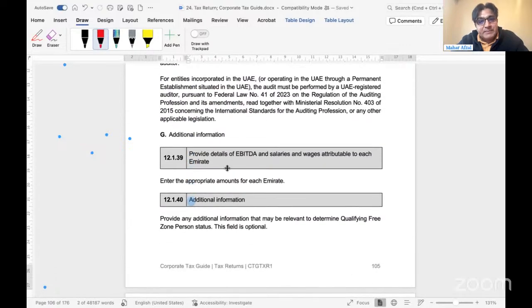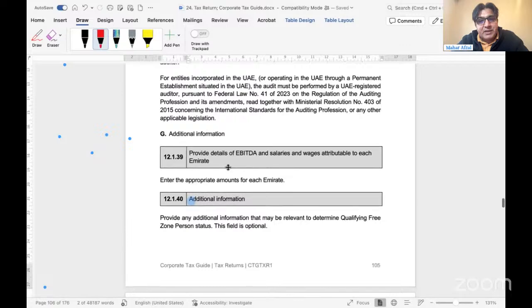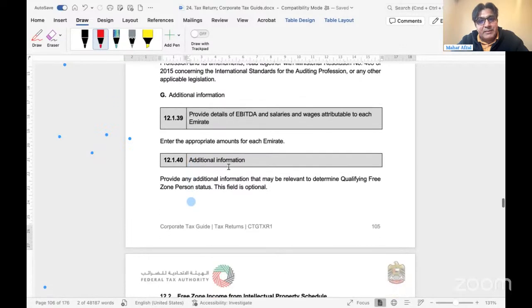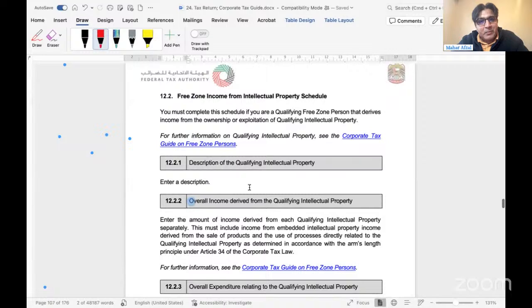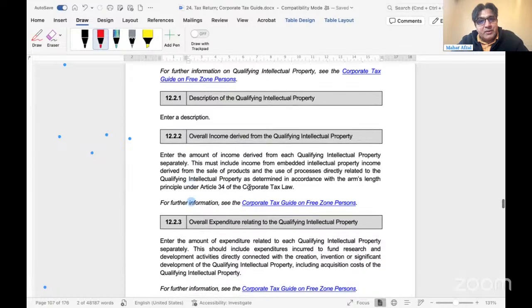Additional information: detail of EBITDA, salaries and wages attributable to each emirate. You can provide this additional information as well. Free zone person, intellectual property schedule. Go through intellectual property; I've already told you the basis. If you go through the questions, these are not unusual questions. These are very straightforward questions if you have an understanding of the law.